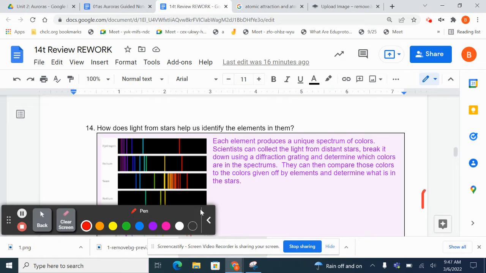So you can see here on the top of the spectrum, if you can't read that, it says hydrogen, and we can see the different spectral lines for hydrogen. So if we break down light from a star and compare those lines to the lines we see in the star, if all of those lines match up, hydrogen is in that star.